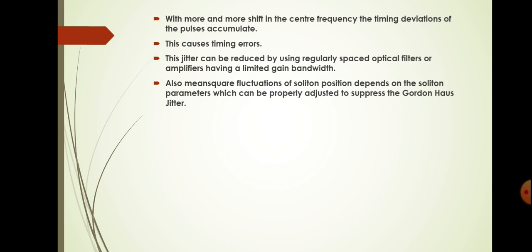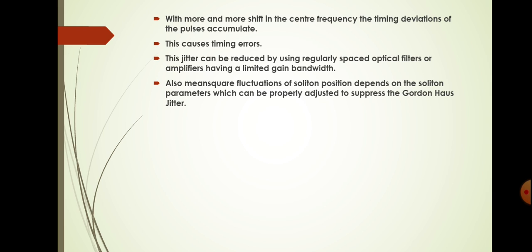Usually you know that in the case of amplifiers there is a noise, that is amplified spontaneous emission noise. When we place amplifiers, we assume a wavelength independent gain, and that introduces a quantum noise. This noise randomly causes a shift in the optical central frequency, and with more and more shift in the central frequency, the timing deviations of the pulses will accumulate. That means there will be timing deviation of the pulses that we receive, and the accumulative effect of these deviations causes timing errors. That means the timing errors will grow with time.